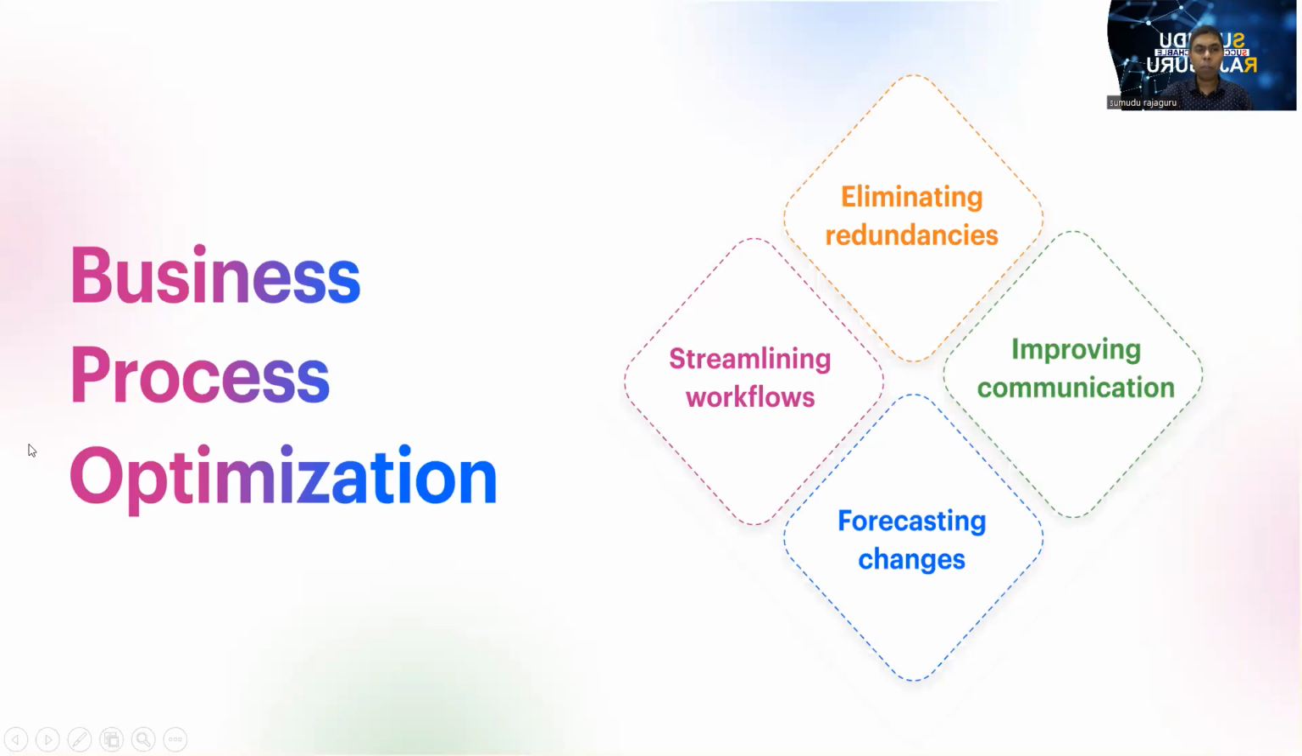When we talk about business process optimization, there are four main elements. The first one is eliminating redundancies. That means within the business, are there any unwanted things? So we have to eliminate them. That is also something we can consider under business process optimization.